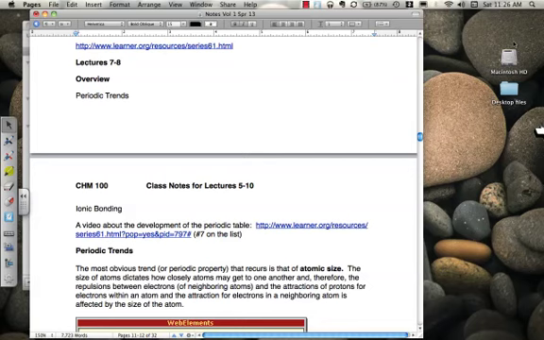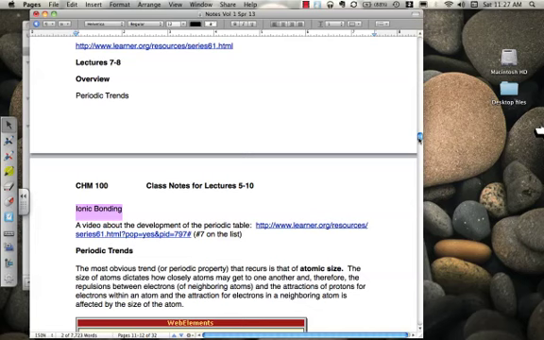Welcome to Lecture 7. In the notes, it's identified as Lectures 7 and 8. So let me tell you what we're going to do in Lecture 7 and how far we're going to get into ionic bonding. We are definitely going to cover periodic trends, as shown here in the overview. We are going to begin bonding in general, talk about the different types of bonding, and start ionic bonding. Lecture 8 will pick up and finish ionic bonding.